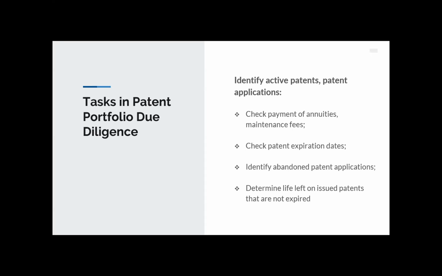It's important to identify abandoned patent applications. Again, this can be done manually for a small portfolio or using Black Hills IP for a large portfolio. And determine the life left on issued patents that are not expired. As I mentioned, Derwent Innovation and Acclaim IP provide that type of information. Next slide.